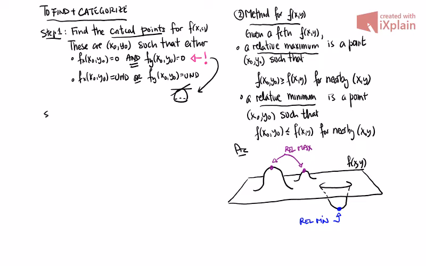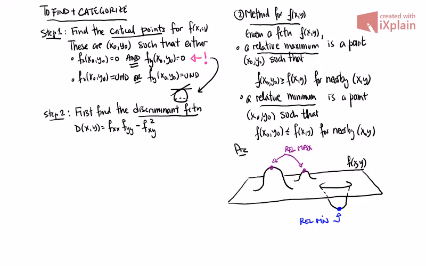And then step 2 is like, great, what do we do with those? In the one-dimensional case, we found the second derivative, and that did it. In this case, it's not so obvious. So what we do is, first, we find this thing called the discriminant function. The discriminant function is D of x, y. This is f sub xx times f sub yy minus f sub xy squared.